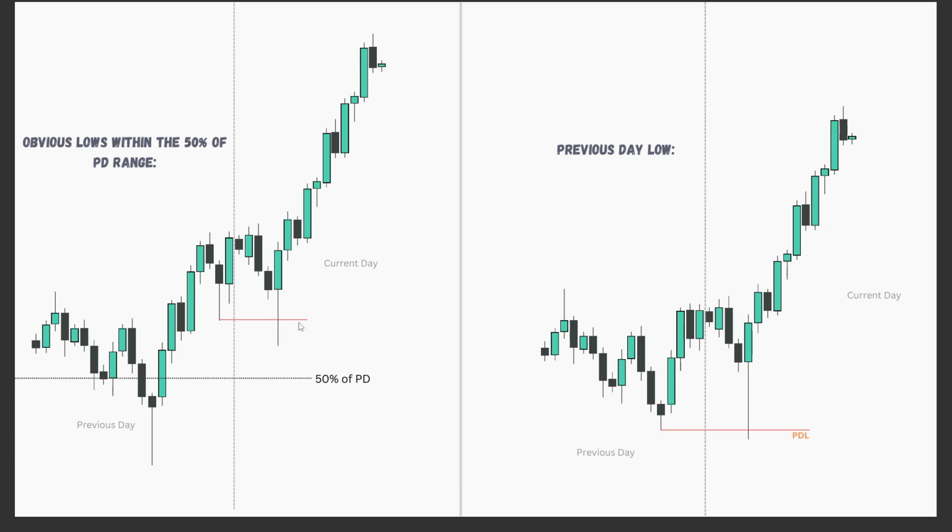So we open up, then we hit a stop run, followed by a change in the state of delivery and then expansion to the upside. Now the previous day high and previous day low are a point of interest. Now the previous day consolidated, we open up on the new day, and then we took the previous day low, followed by a change in the state of delivery and then expansion to the upside.